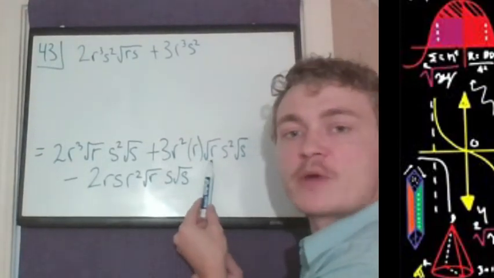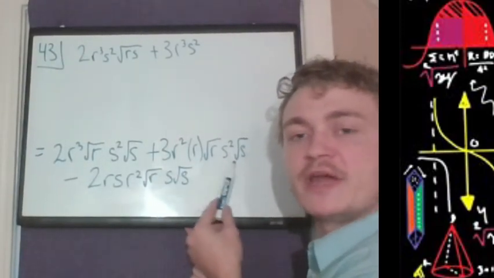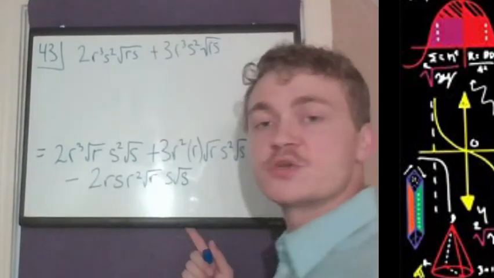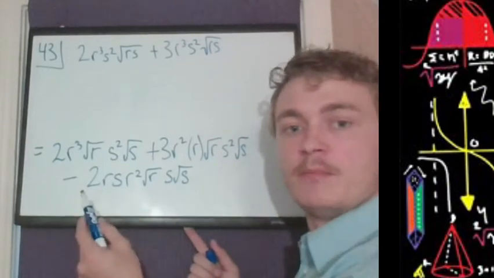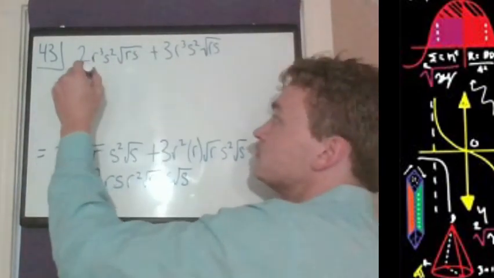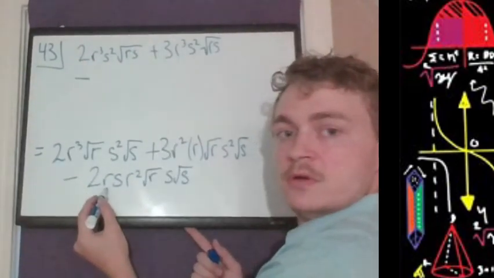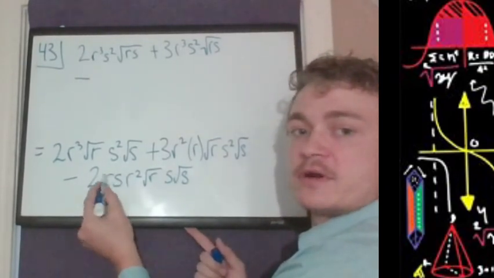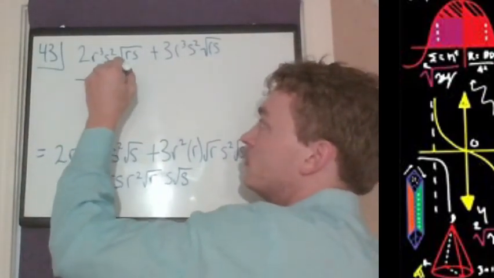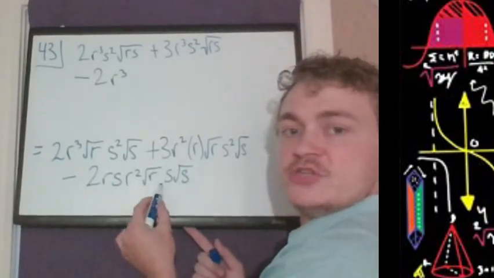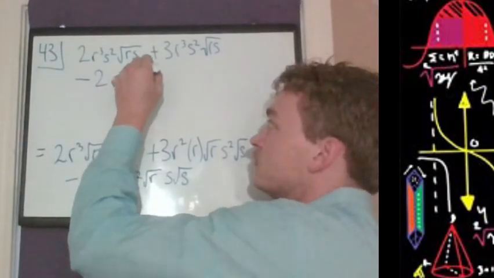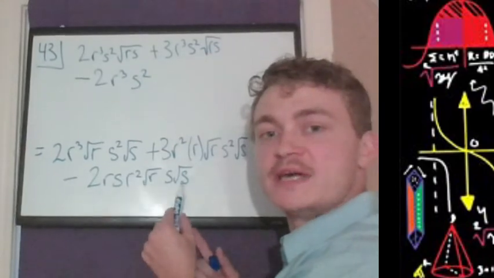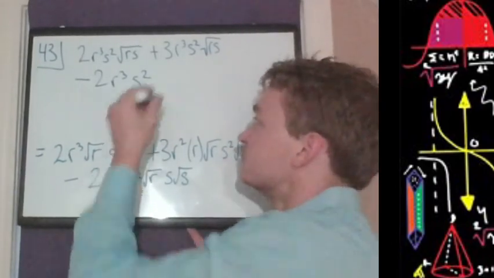Our factor, square root of r, square root of s, multiply those two together for the product rule of radicals, the square root of r times s, minus 2r times s times r squared times s. So notice here there's 3 factors of r and 2 factors of s. And our remaining factors are radicals, the square root of r times the square root of s, which is the square root of rs.